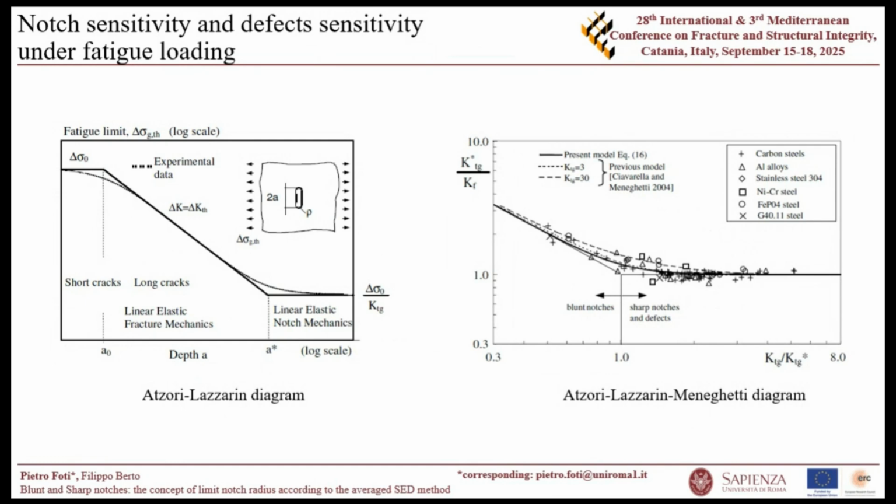Another way to represent all this is to just normalize the axis through the limit value of the stress concentration factor, and you will obtain that for values lower than the limit value of the stress concentration factor, you are dealing with blunt notches, while for higher values than the limit stress concentration factor, you are dealing with sharp notches.